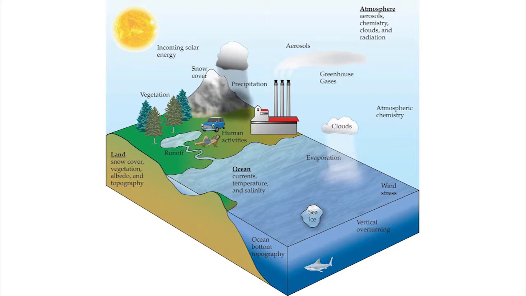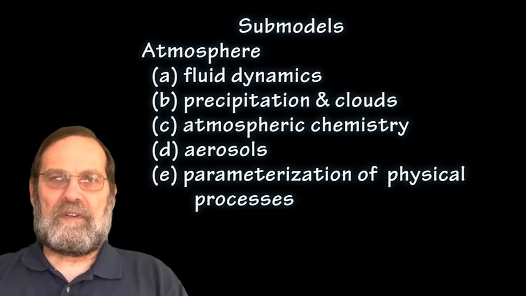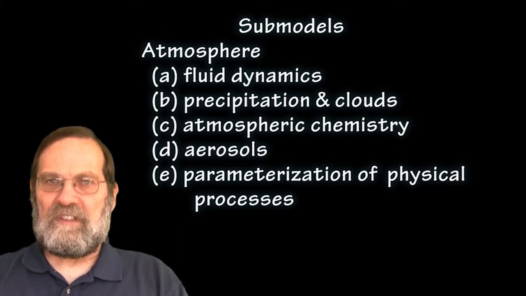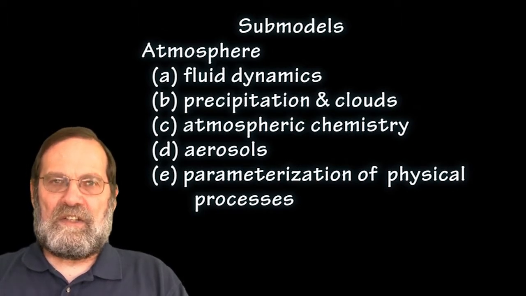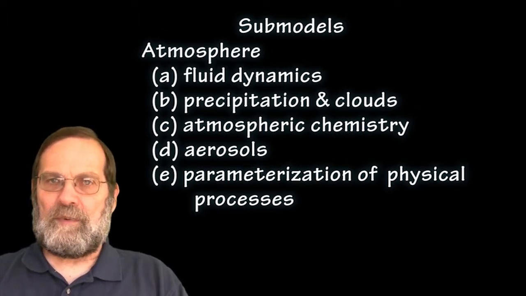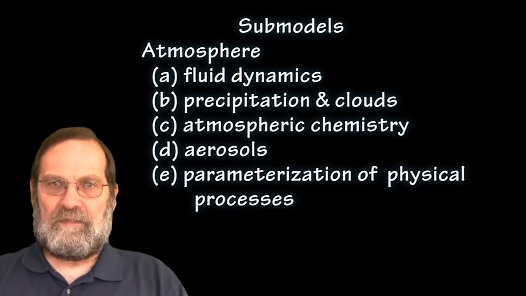Second, each compartment model is further divided into submodels. In particular, an atmosphere model usually has discrete subunits for both A. Fluid dynamics, B. Precipitation and clouds, C. Atmospheric chemistry, D. Aerosols, and E. Parameterization of physical processes such as radiation and convection.